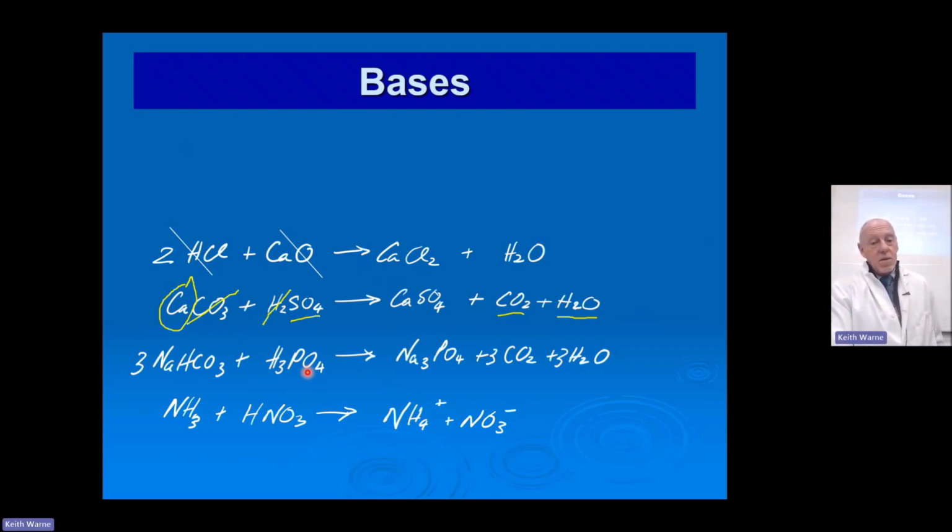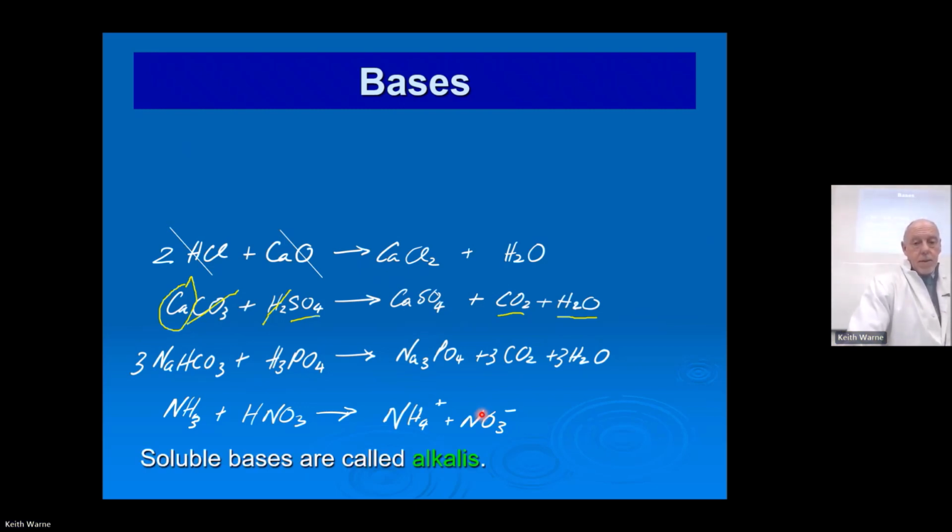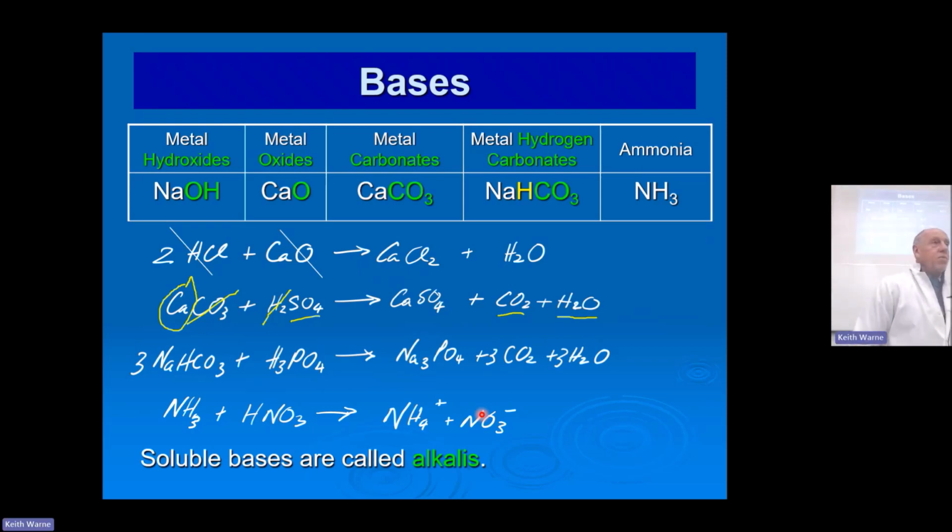So you're going to have to work on these. Now I've done the bottom one for you. Ammonia and nitric acid just makes ammonium nitrate, which is NH4+ and NO3-. So that's just a few reactions of acids and bases. Now, next lesson we need to do a whole bunch more.